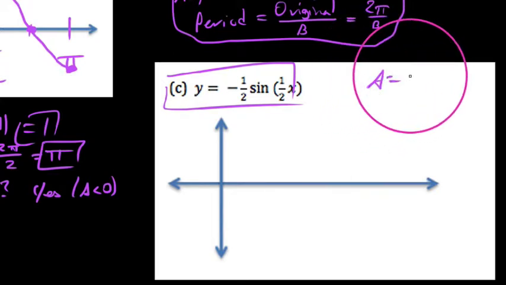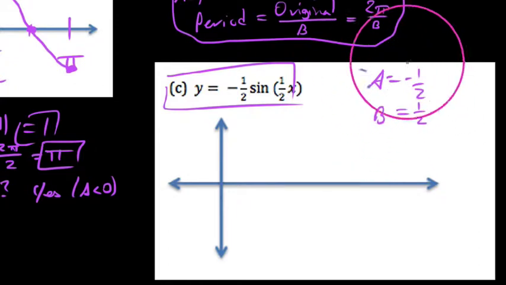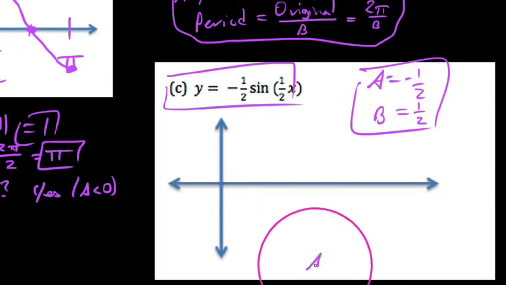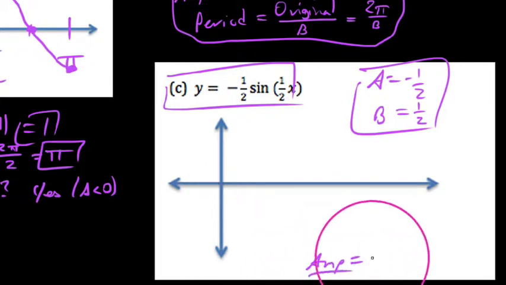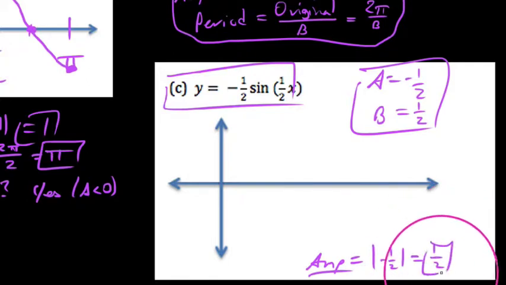So we say a is -1/2. B is going to be 1/2 in this instance. So we've got these identified. So we say the amplitude of this graph is the absolute value of a. So we say the absolute value of -1/2 is equal to 1/2. Cool. So we have the amplitude.